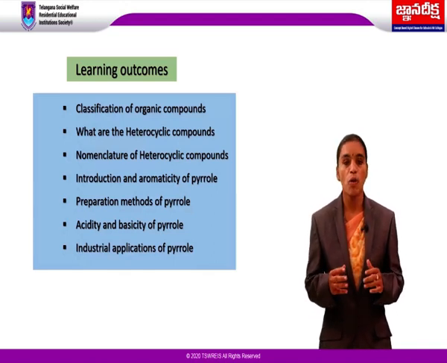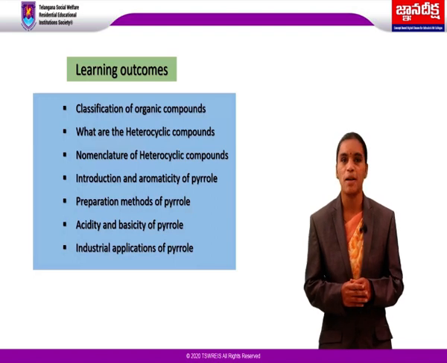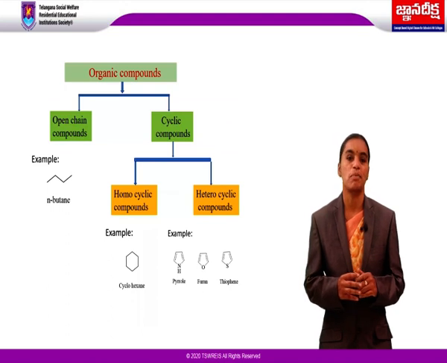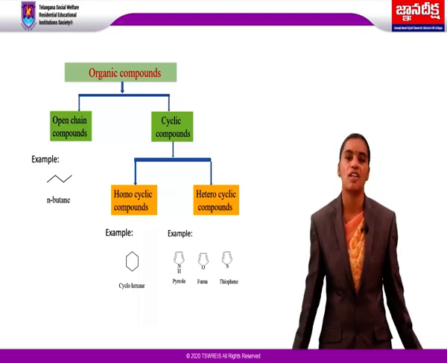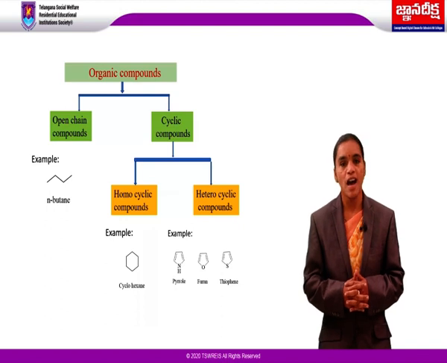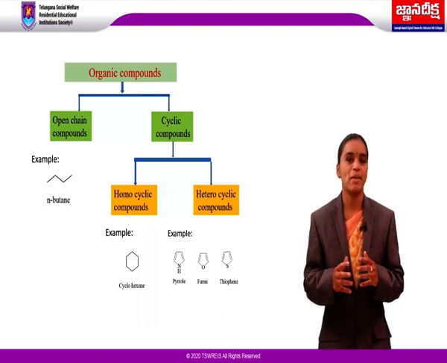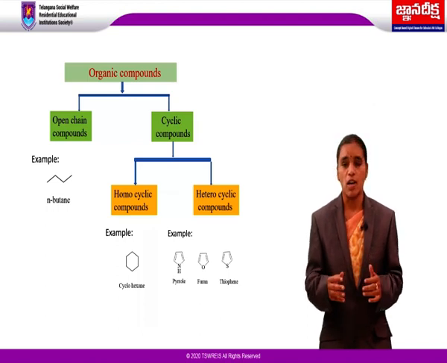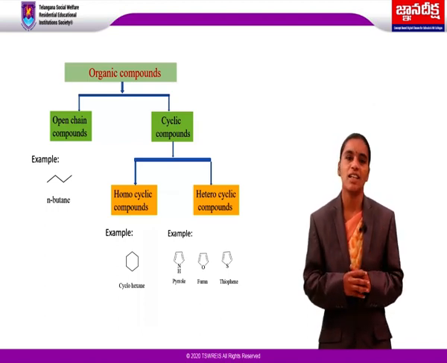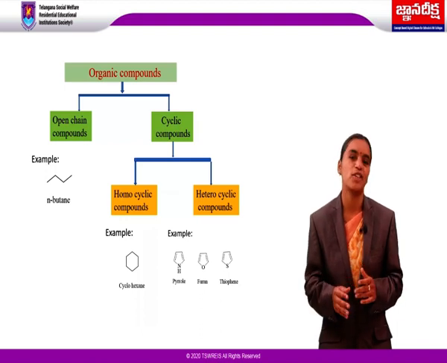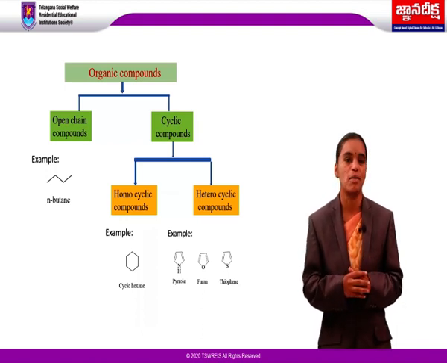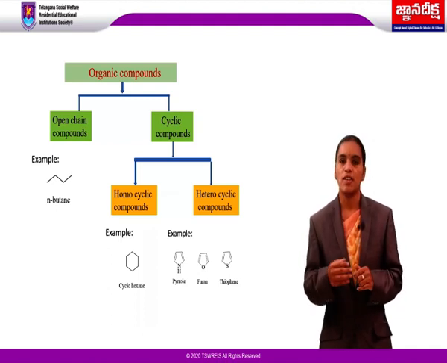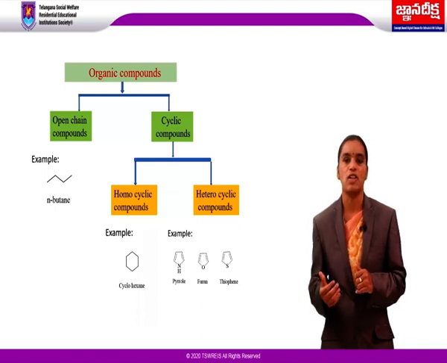So, let's discuss how heterocyclic compounds are derived from organic compounds. We know that organic compounds are compounds formed by the combination of carbon and hydrogen atoms. We also know that carbon has the catenation property. Due to this catenation, carbon forms a large group of organic compounds. So, to simplify the study of organic compounds, these are broadly classified into two categories: open chain compounds and cyclic compounds.